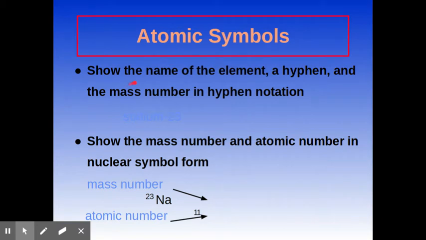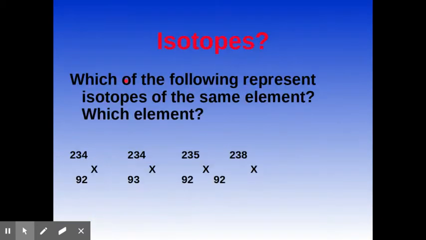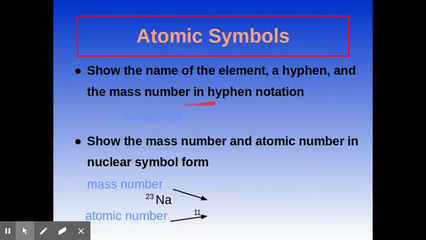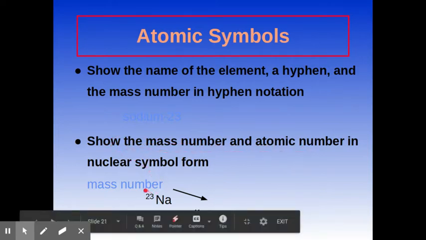So, show the name of the element. This is writing atomic symbols. You're going to start by showing the name of the element. Oops, this was moved over for some reason. It should be over here. A hyphen and a mass number. That would be the hyphen notation. And there should be one here too. Show the mass number and the atomic number in the nuclear symbol. So the 23, the mass number, goes up here. The 11 should actually be right here. How it got switched over in present mode.